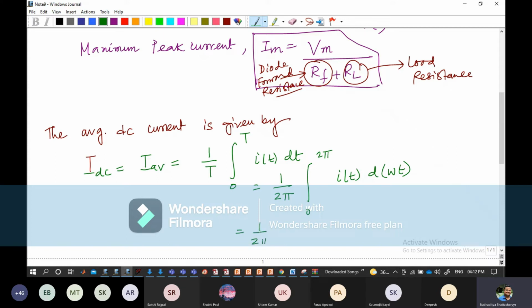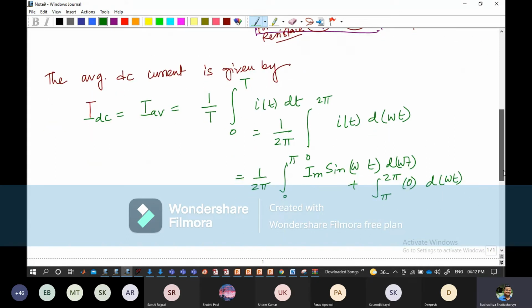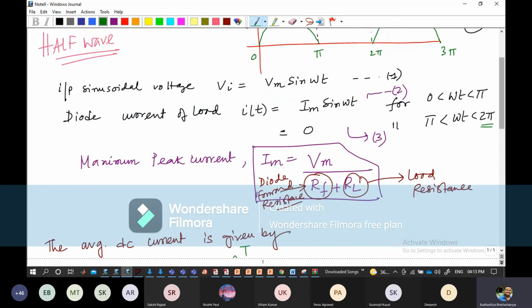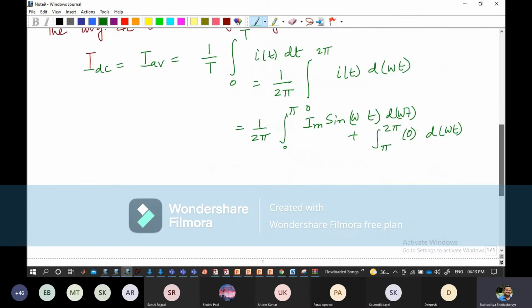So it is given by 1 by 2 pi, integration 0 to pi of Im sin omega t d omega t, plus another integration between pi to 2 pi, but this will be 0, d omega t. All of you agree to this? We are just segregating it into two halves because the current in our case is not a consistent one. There is a range given over here. Between 0 to pi there is a current, but pi to 2 pi there is no current. So that we are substituting over here.